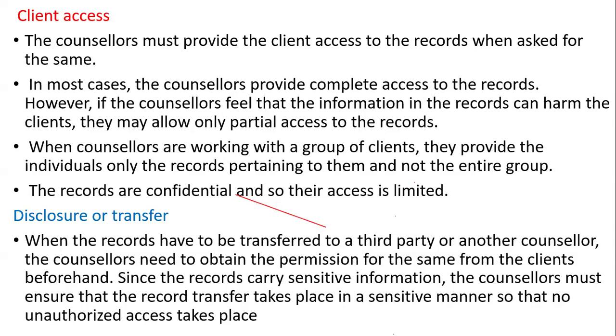So records are confidential and their access is limited. Everybody cannot read these records. Right? Then when the records have to be transferred to a third party or another counselor, they have to get the permission from the client, right? So before giving them, they have to get the permission from the client. Imagine they have to change the counselor, then they have to give these records to him or her. For that also they have to get the permission from the client, right?